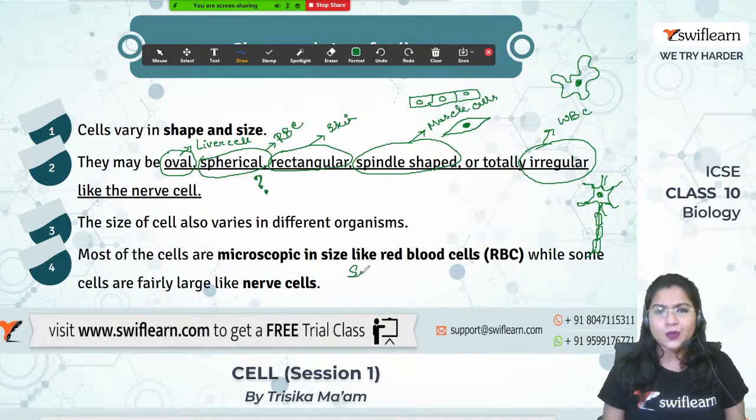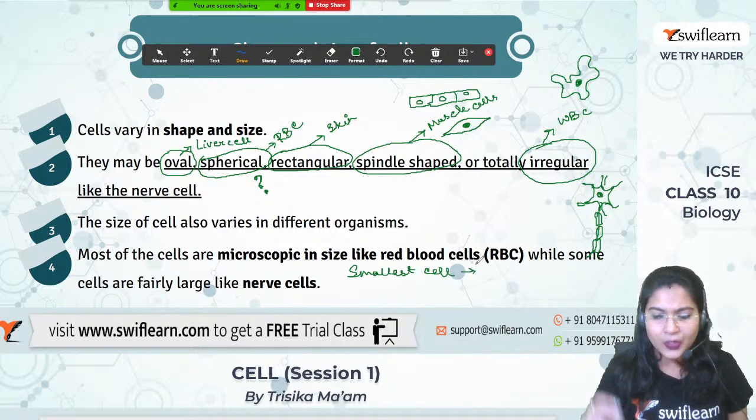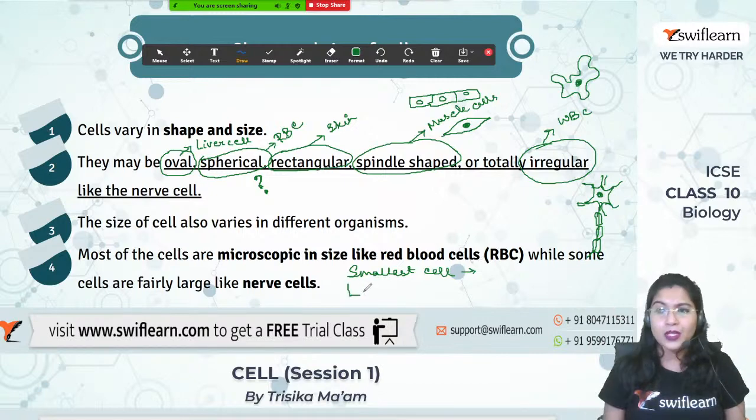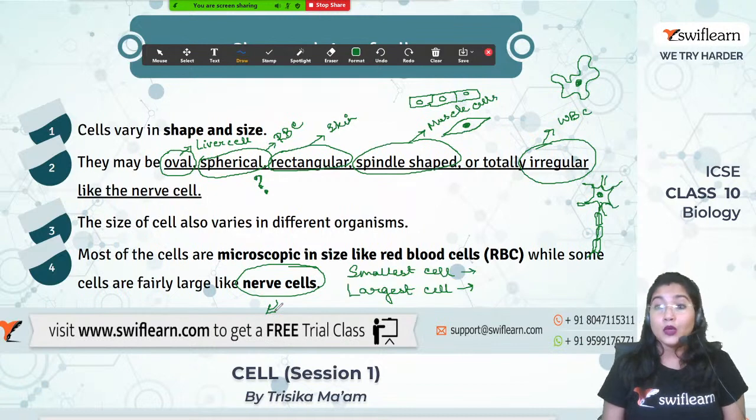So do you know what is the smallest cell of the world? Let all of us guess what is the smallest cell in the world and what is the largest cell in the world. And as you already know, the longest cell in the world is our nerve cell, whose length can be sometimes 1 meter. It varies from 0.1 millimeter to 1 meter sometimes. So this is the longest cell.